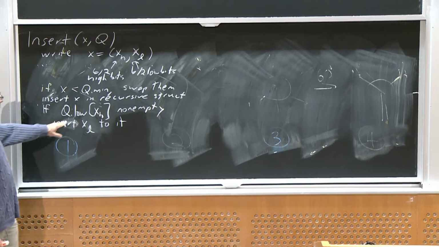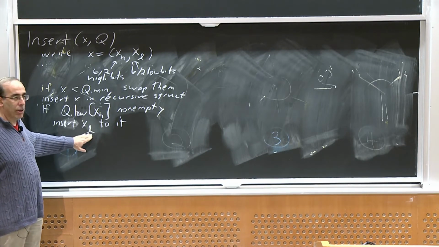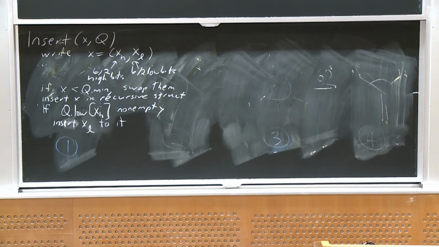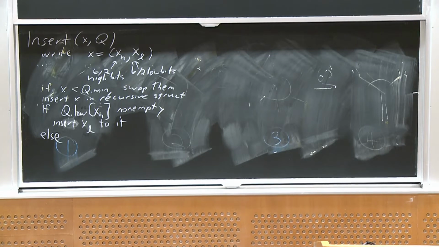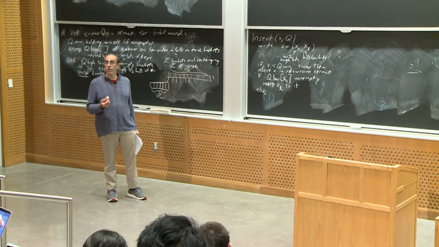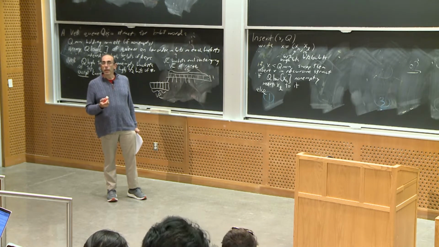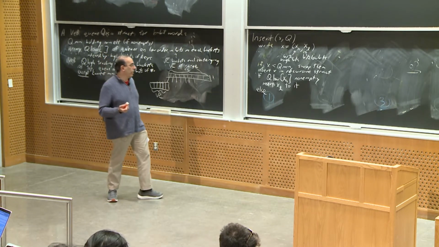Okay? So if the bucket is non-empty, I need to insert XL into the bucket, and I do that recursively by putting it into the queue for that bucket. Okay? What if this bucket is empty? Then what do I need to do? Exactly, right? If this bucket is empty, it means that there is no key that has this high bit value, and so we have to instantiate a queue for that collection of high bits, okay?